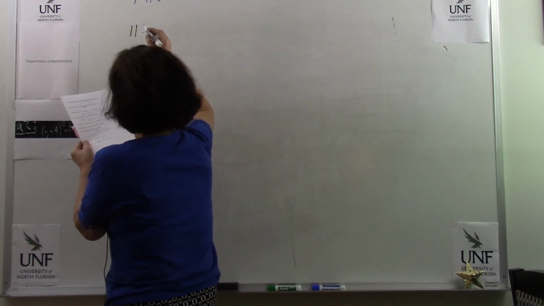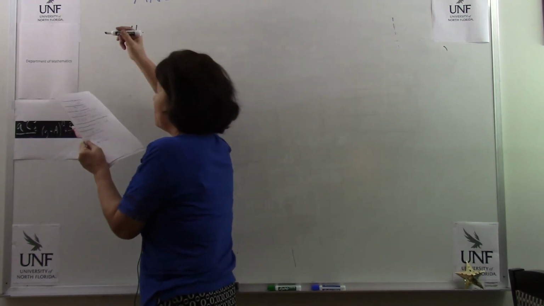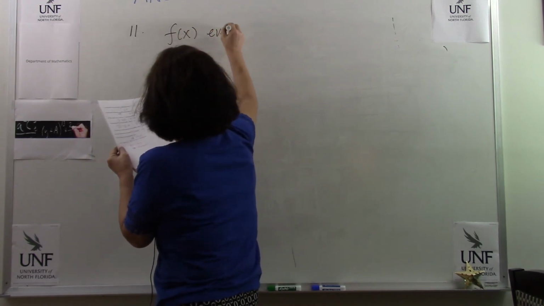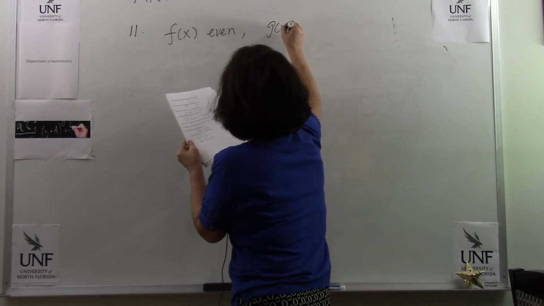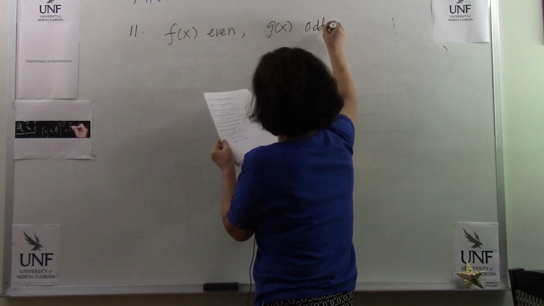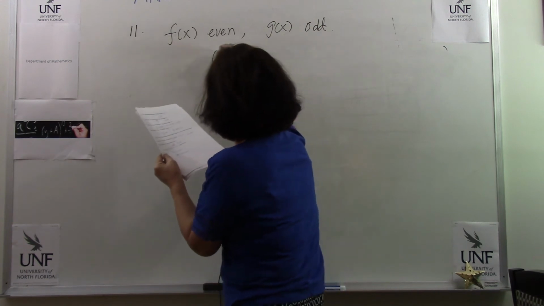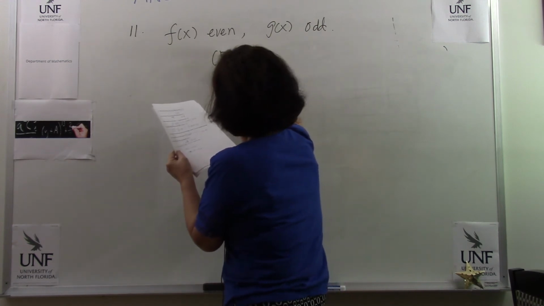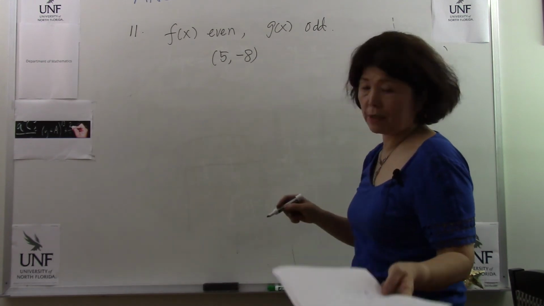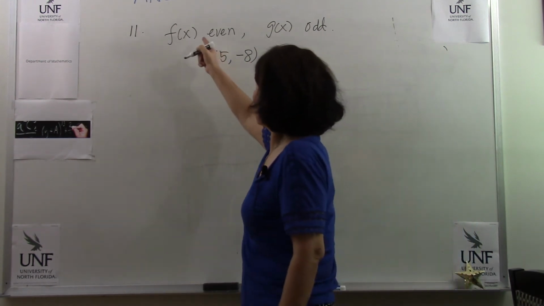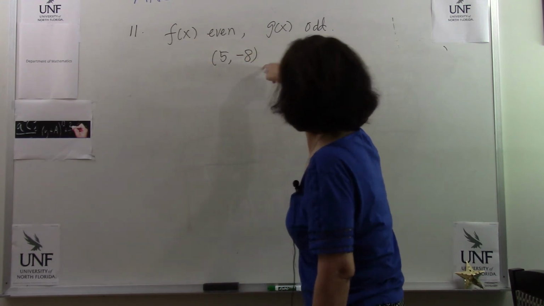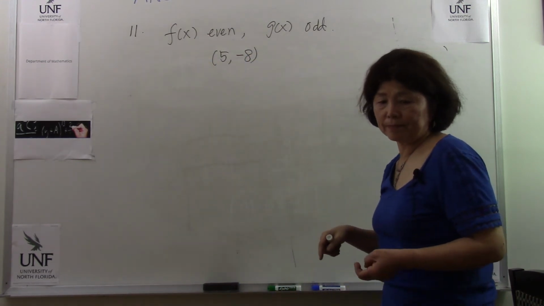11. Let f of x be an even function and g of x be an odd function. And the point (5, -8) is on the graph of both functions. So this point is on the graph of f of x and also the graph of g of x.